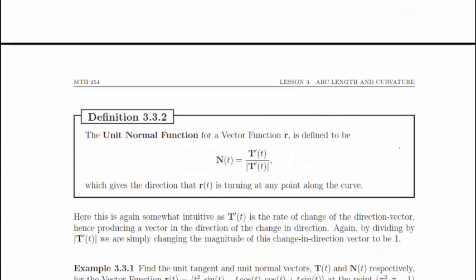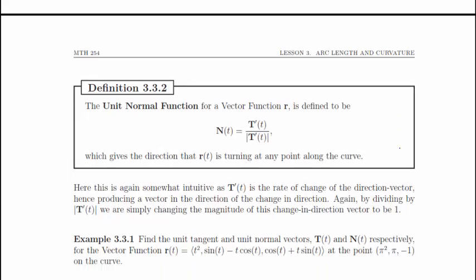Okay, now the unit normal function, definition 3.3.2. The unit normal function for a vector function r is defined to be capital N of t equals capital T prime of t divided by the magnitude of T prime of t, which gives the direction that r is turning at any point along the curve. Here again, this is somewhat intuitive, as capital T prime of t is the rate of change of the direction vector, right? So we have our direction vector, our unit tangent vector.